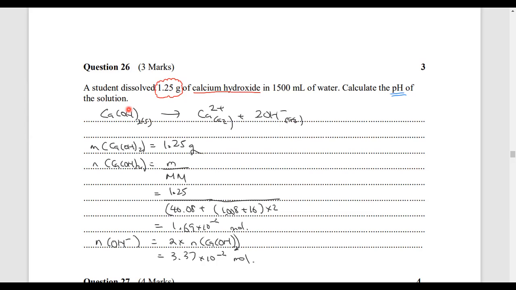Now you've got the number of moles of this, but to get the concentration of OH minus, it's going to be n over V. That's how you work out concentration. So that's going to be 3.37 times 10 to the -2 divided by 1.5 liters. And that gives you an answer of 2.25 times 10 to the -2 mole per liter. Now, they did give you 3 marks. And if you take a look here, this is 3 significant figures. This is 2 significant figures. So it may be better to round it to 2 significant figures.